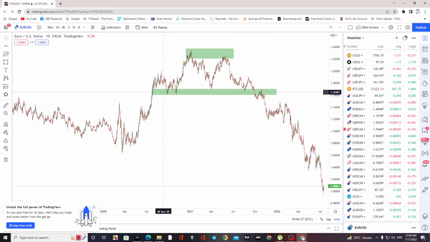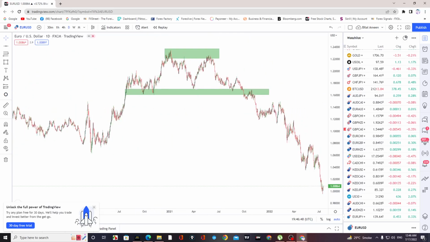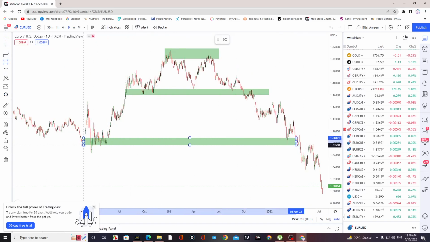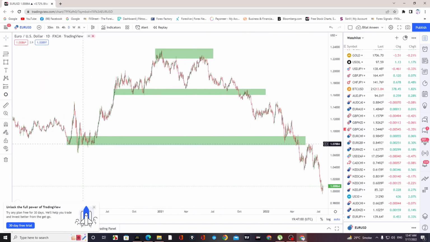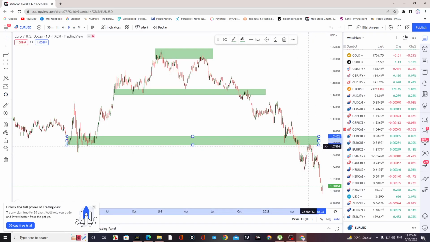As we can see here, the zone works as a demand zone at this point and this point and this point, and here it works as a supply zone. Now we will draw another demand zone at this point. As we can see here, the market zone works as a demand zone, and at this point it also works as a demand zone, and at this point it works as a supply zone, and also as a supply zone at this point.